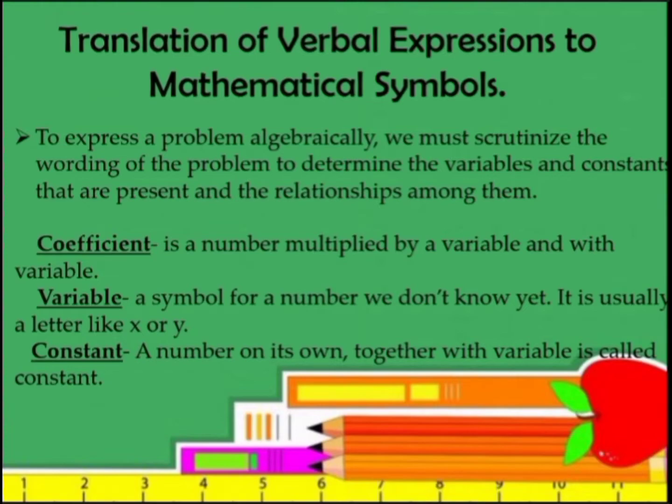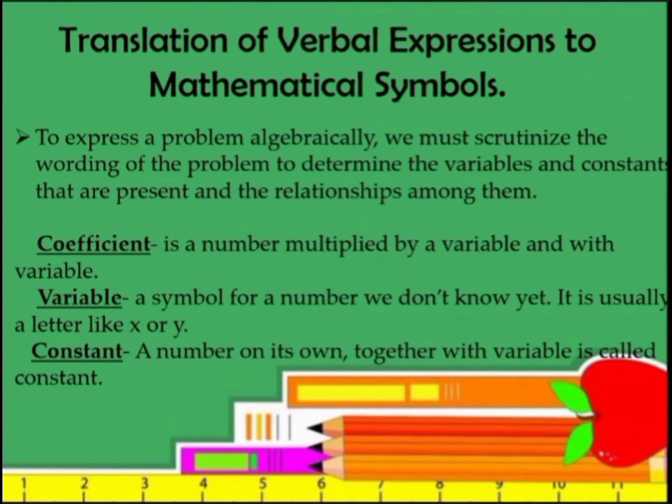So, ang variable naman na kung saan laging kasama ni coefficient ay isang simbolo. It could be any kind of letter. But mostly, ang ginagamit is letter X or Y. And the last one is a constant. A number on its own, without a variable, is called constant. So, ang constant naman is a number na kung saan wala siyang kasamang variable or letters or symbol.